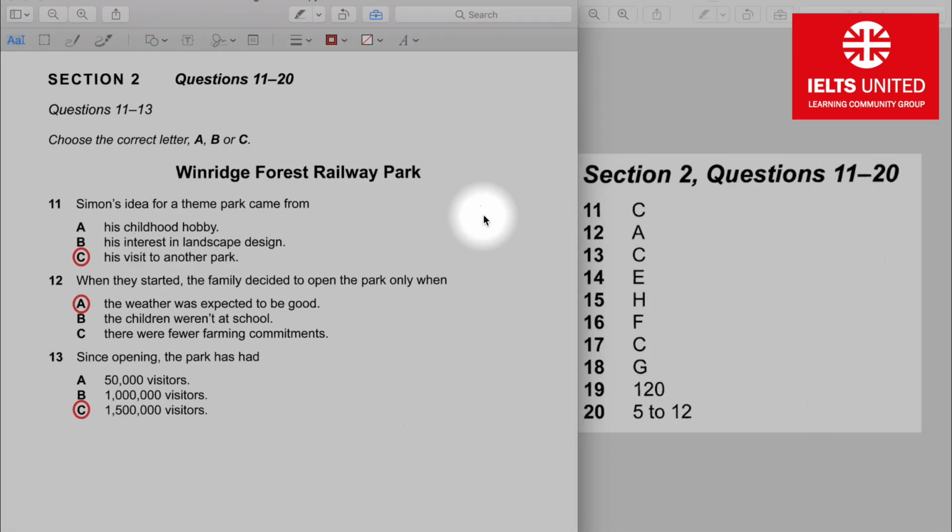So, answers for Test 3, Section 2. The first one was, Simon's idea came from his visit to another park. C, correct. When they started, the family decided to open the park only when the weather was expected to be good. A, correct. 13, since opening the park has had 1.5 million, so that's C, and that is correct here.